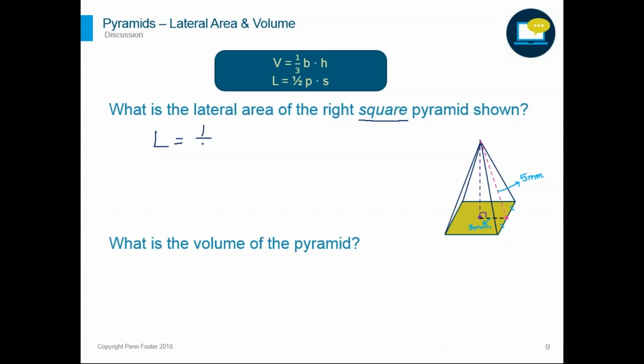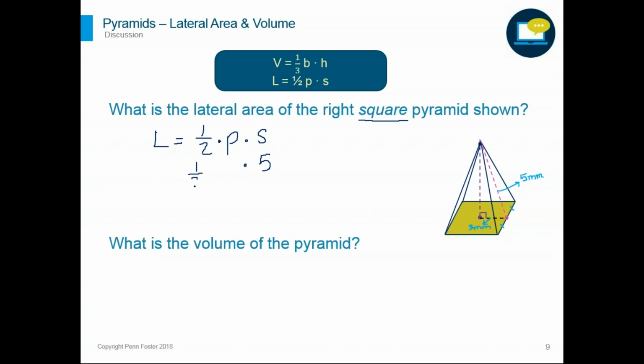Lateral area equals half of the perimeter of the base times the slant height. Let's see. The slant height connects the vertex to the side of the base in a pyramid, and it is right in the middle of that side. So that makes us realize that yes, the 5 millimeters is the slant height. So we know the slant height is 5.